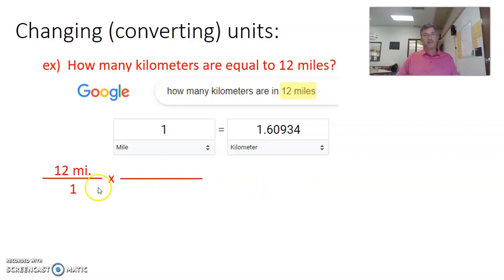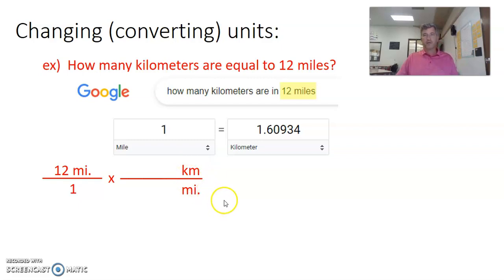And so what I'm trying to do is get rid of miles and convert it into kilometers, because that's what the original question said. How many kilometers are equal to 12 miles? So if I want to get rid of miles, I'm going to have to put the unit miles on the bottom of my next fraction so that when I divide miles by miles, it cancels. And by that same logic, I would want to put kilometers on top so that it doesn't cancel and it's left over in my answer.